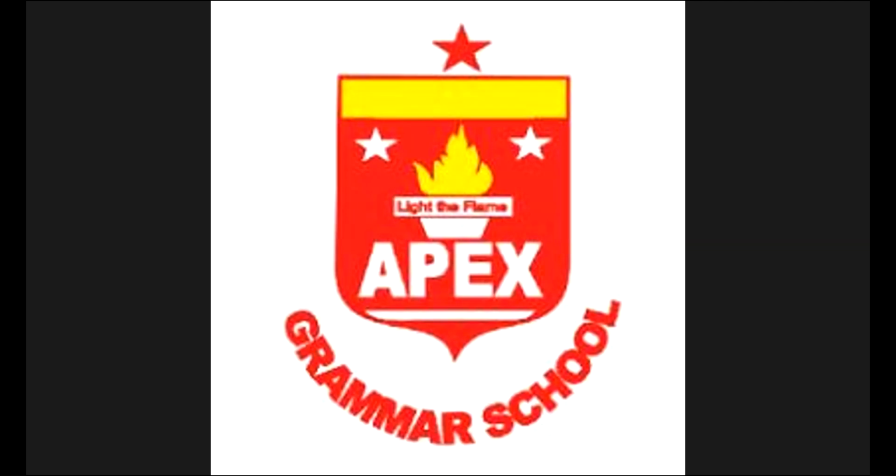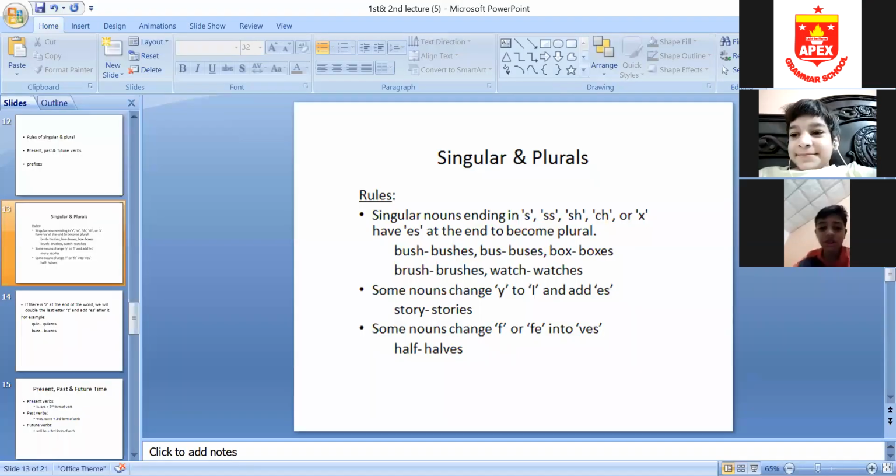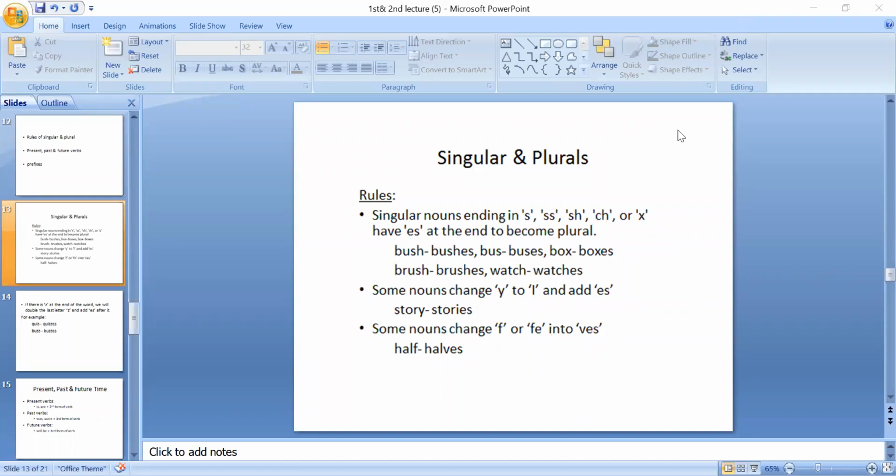there's a word bush. The word is ending in sh. Okay, the word ends with sh. So we'll add what? Es to make it plural. Next word is bus. The word is ending with s.